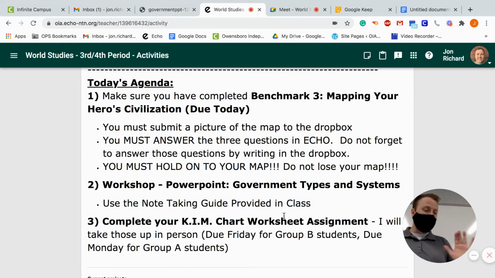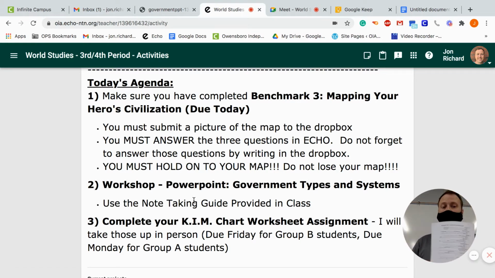Okay, so what we're going to do right now is go to number 2, and we're going to do the workshop for PowerPoint government type systems. If you are at home, I want you to get out that note-taking guide I gave you before you left on Friday. It looks like this, okay? And I said you don't have to do anything with that until Monday. So it says Types and Systems of Government Note-Taking Guide.